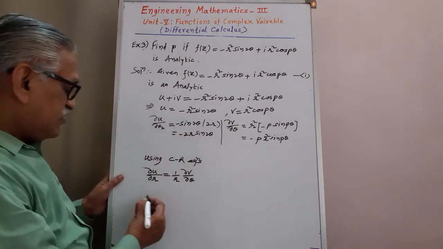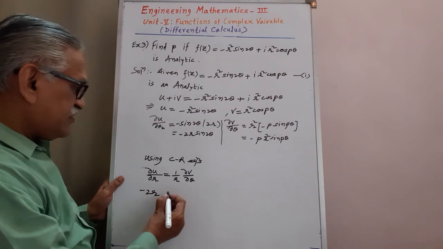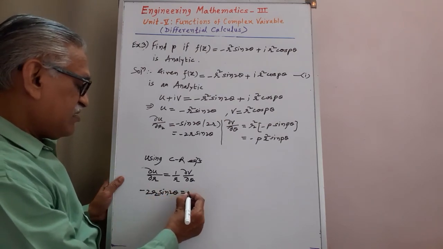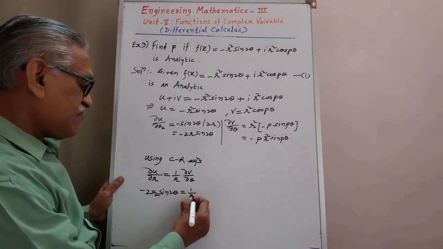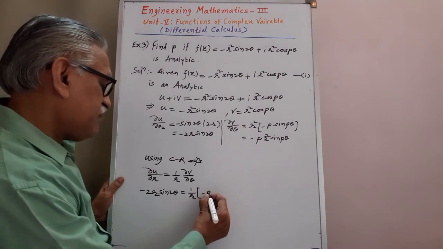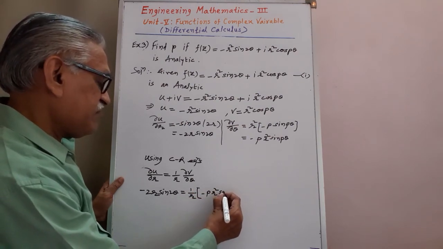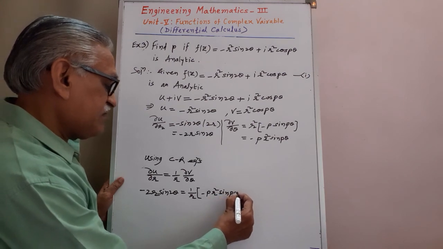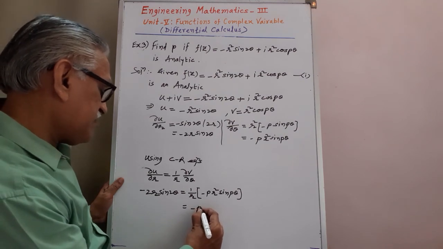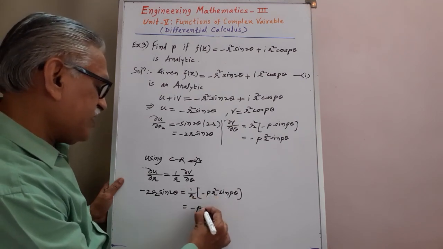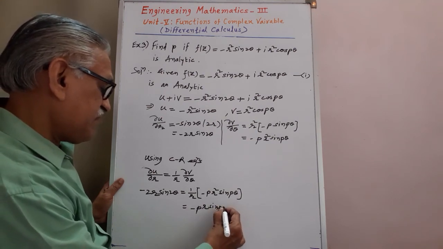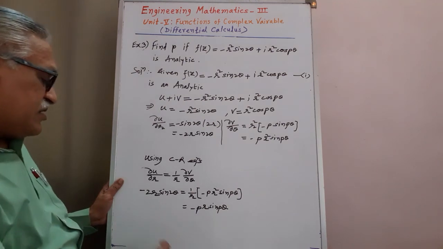Dou u by dou r, minus 2r sine of 2 theta, equals 1 by r into dou v by dou theta, minus p r square sine of p theta. It is minus p times r square divided by r, we get r, sine of p theta.